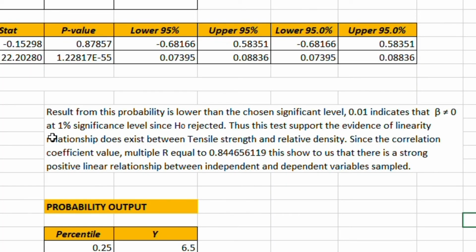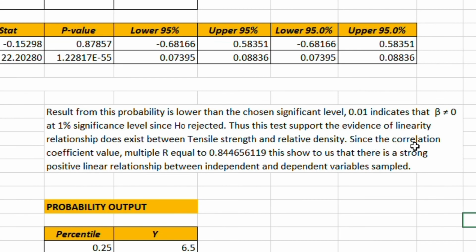From the result, this probability is lower than the chosen significance level, 0.01, which indicates that beta is not equal to 0. At the 1% significance level, H0 is rejected. Thus, this test supports the evidence that a linear relationship exists between tensile strength and relative density.